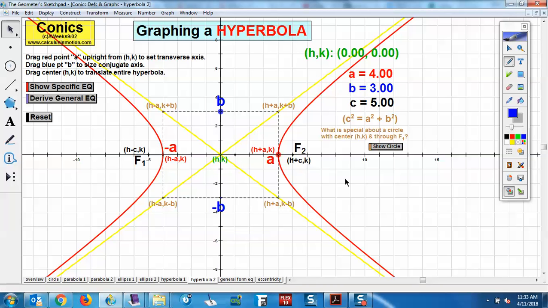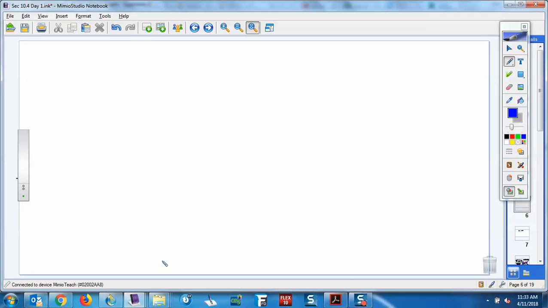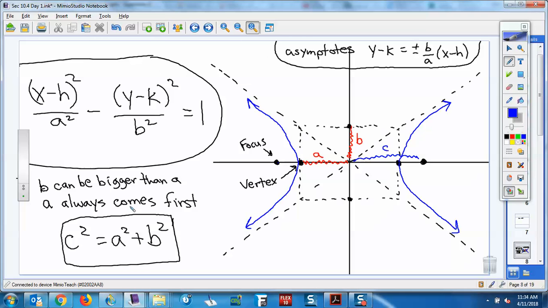Now, how do we know whether it wraps this way or up and down? Well, it's wherever the A is. Okay, so whichever one comes first. So if the X comes first, our hyperbolas will be on the X. If the Y comes first, our hyperbolas will be on the Y. Okay, so let's take a look at that. I did that already. Okay, so I'll give you some time to jot this down here.